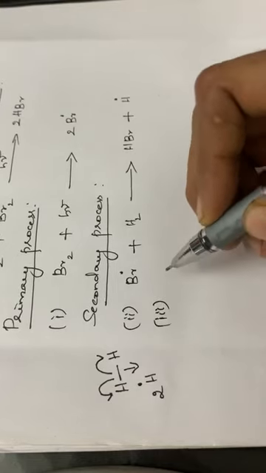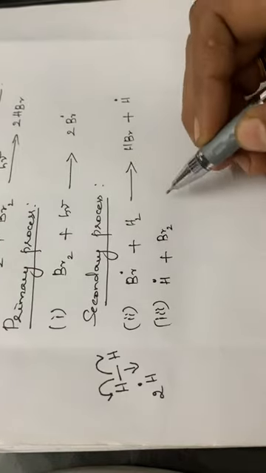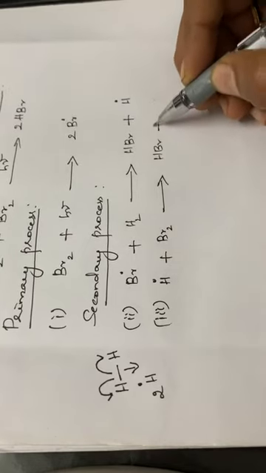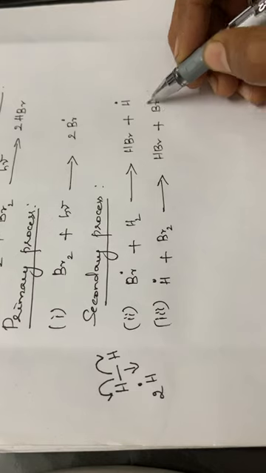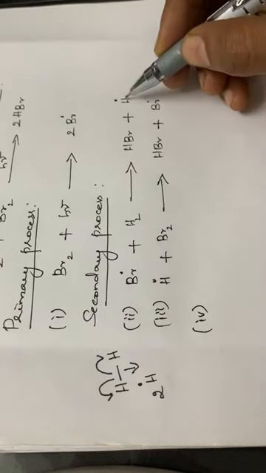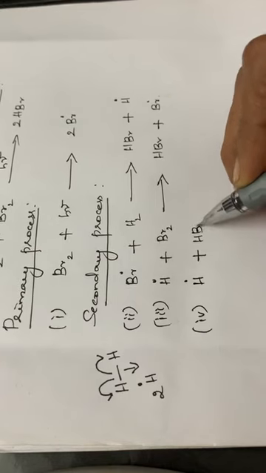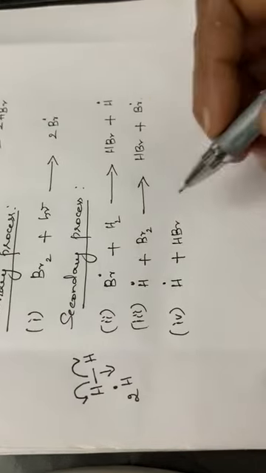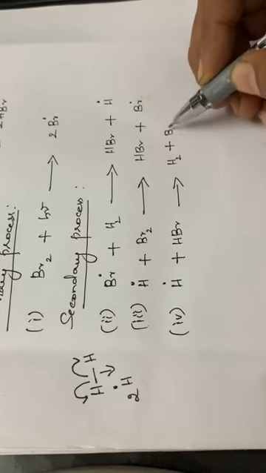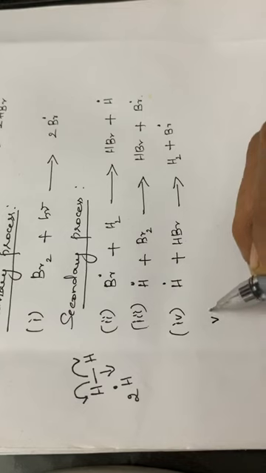Then the third reaction: this hydrogen free radical combines again with the bromine molecule to form again HBr, and the remaining one is a bromine radical. That is the third reaction. Then the fourth reaction: the hydrogen radical combines with HBr to form hydrogen molecule plus bromine radical. So H plus HBr gives H2 plus a bromine radical. That is the fourth step.